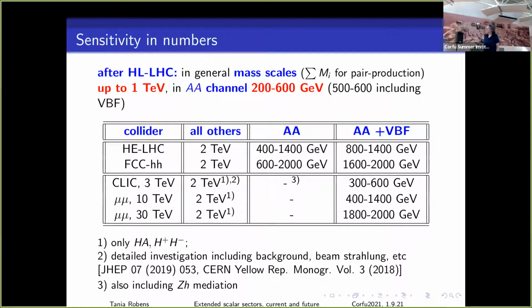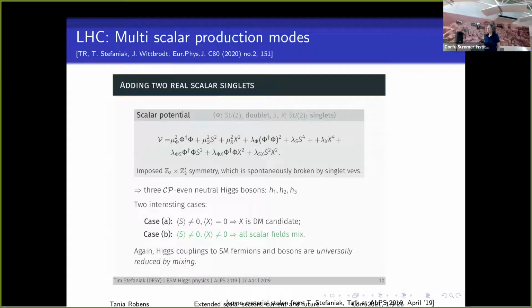I have to say here for CLIC, I added the numbers, but this was done on a very different level. This is based on extremely detailed investigations, including everything: background, signal, beamstrahlung, and so on and so forth. So in a sense, I put it in the same table, but they have been derived on a very different level.